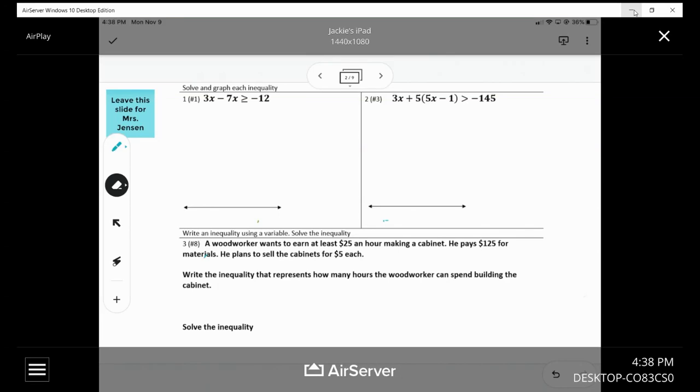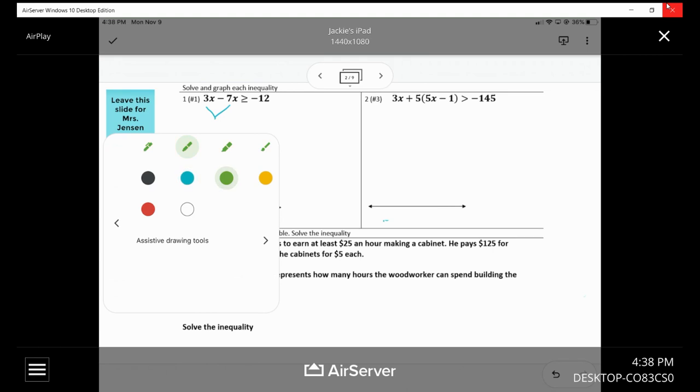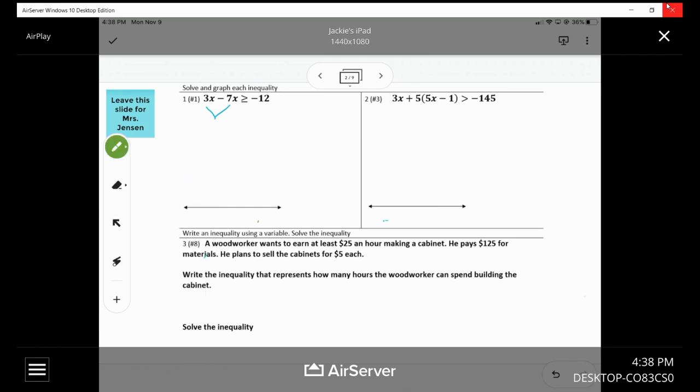Let's go over the Jamboard practice problems for 2-4 day 1, solving multi-step inequalities. For number 1, which is number 1 on your homework assignment, we first want to start by combining like terms. 3x minus 7x is negative 4x, and that's greater than or equal to negative 12.